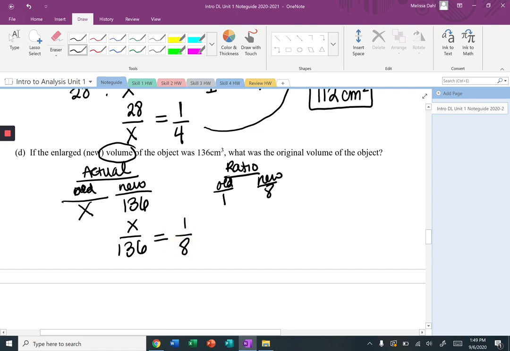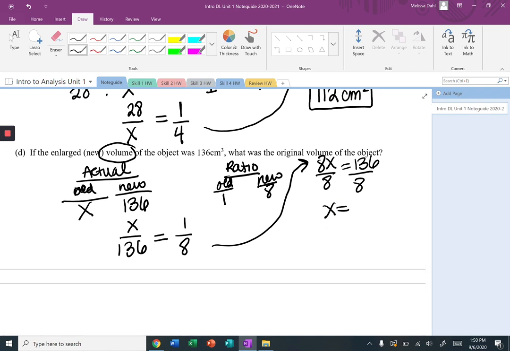So then to solve this, I'm going to cross multiply. 8 times x is 8x. 1 times 136 is 136. And then I'm going to go ahead and I'm going to divide both sides by 8. And again, you guys can use a calculator in our course for almost everything. So 136 divided by 8 gives me 17. So my original volume, if this was the case, would have been 17 centimeters cubed.